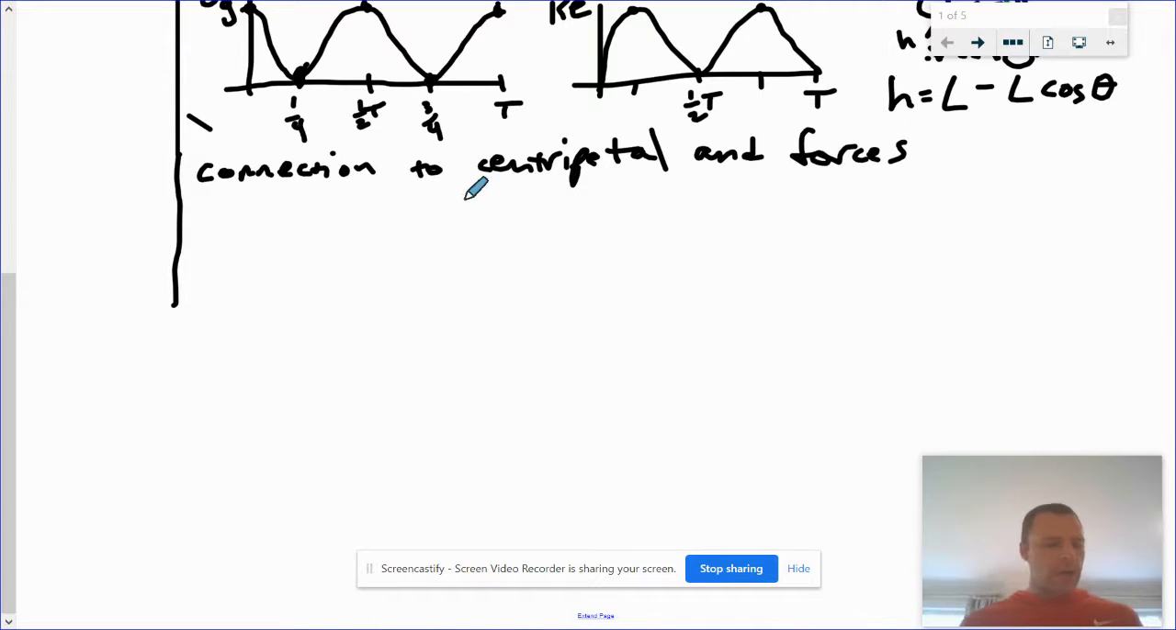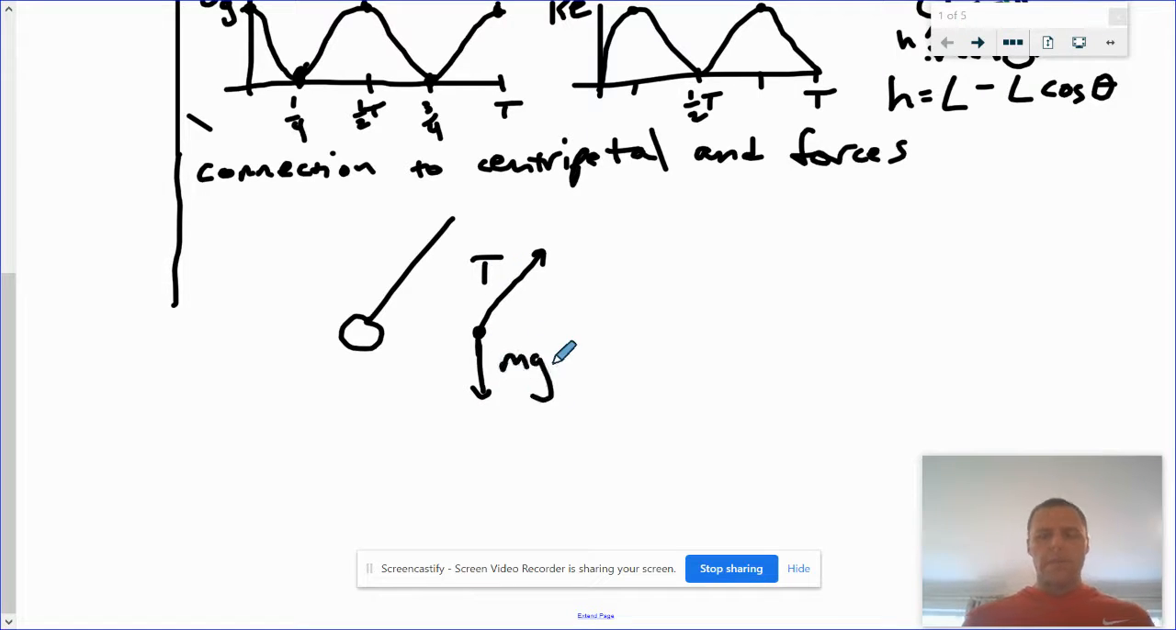So when we have the simple pendulum, if we were to look at the forces that are acting on it at some angled point, there's going to be two. There's going to be a tension, and there's going to be mg. And we can find the components of these forces. If this is the angle theta, this component right here is mg sine theta, and this component is mg cosine theta, just like an inclined plane almost.